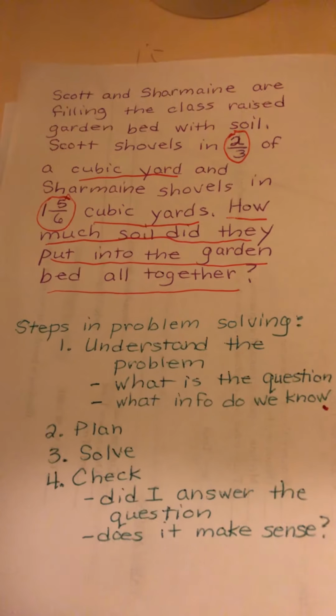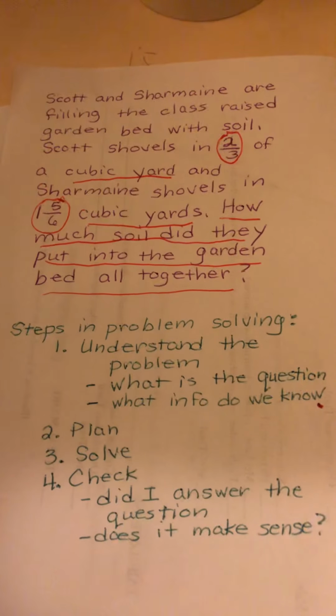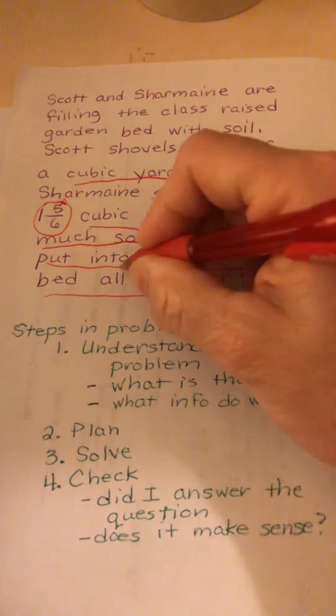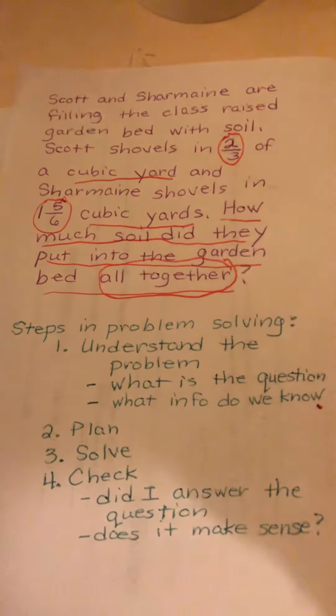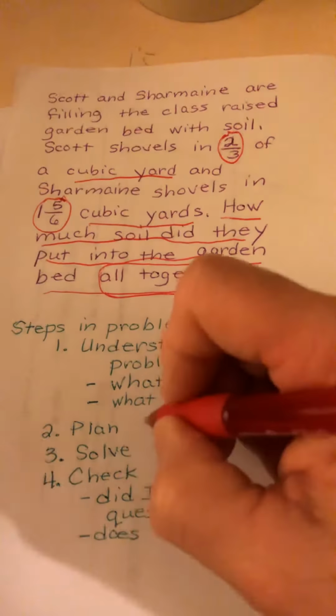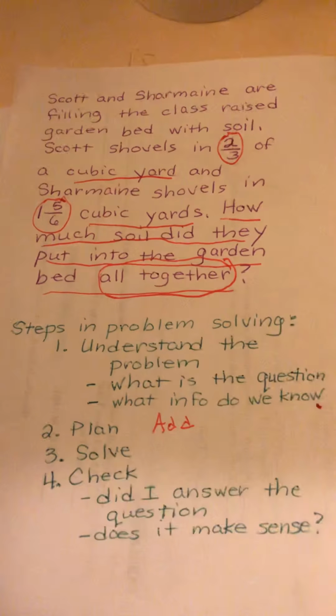The second step in problem solving is going to be to plan. So what I need to do to plan is to think about how am I going to solve this. Sometimes I look for clue words. When we say all together, that means addition. So my plan is going to be to add these numbers together.